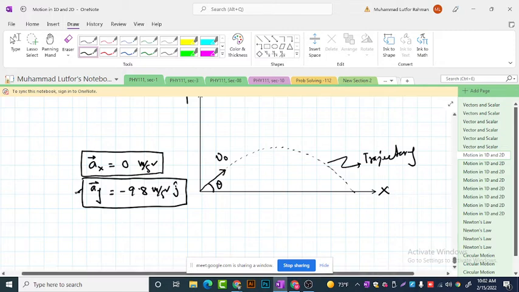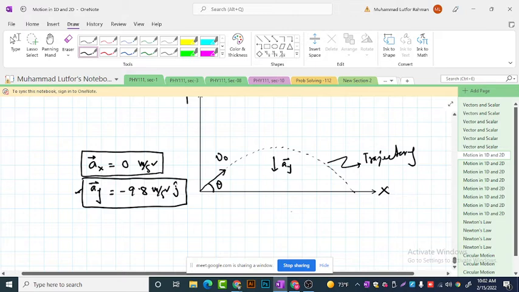Why? After you throw that particle, the only force acting on it is in the vertical direction, which is the gravitational force. If you are very close to the earth's surface, this is true. Otherwise, if you are very far away from earth, the direction of the gravitational force would be different. We'll talk about this when I discuss gravity. So that's why this acceleration is always downward, which is a_y.